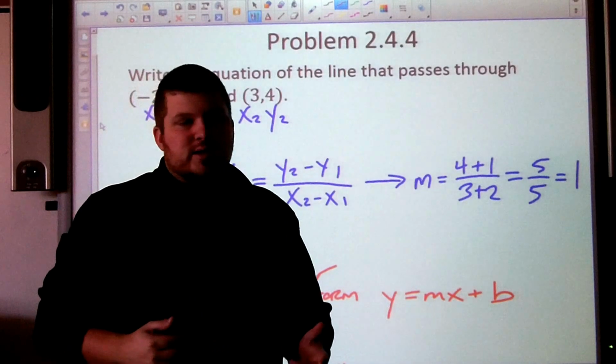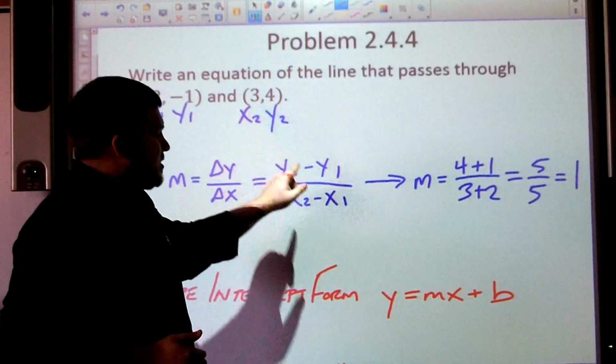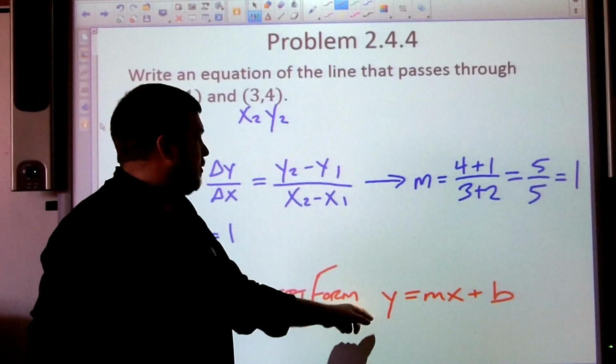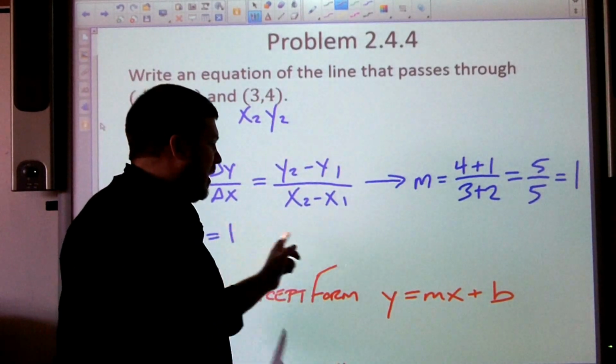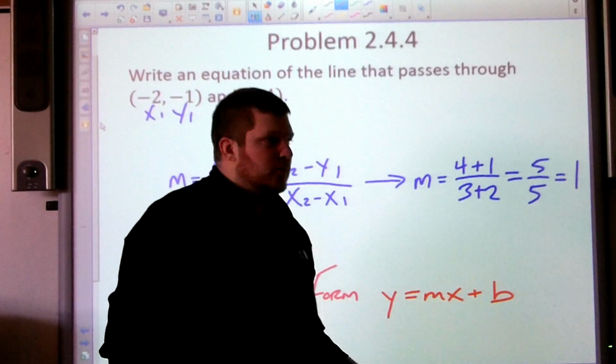I'm going to use x2 and y2, and what I'm going to do is, in my y equals mx plus b, everywhere I see an x, I'm going to plug in a 3. Everywhere I see a y, I'm going to plug in a 4. And then everywhere I see an m, I'm going to plug in my 1. All that's going to remain is my b, and I'm going to solve for b. That's all I'm going to do.